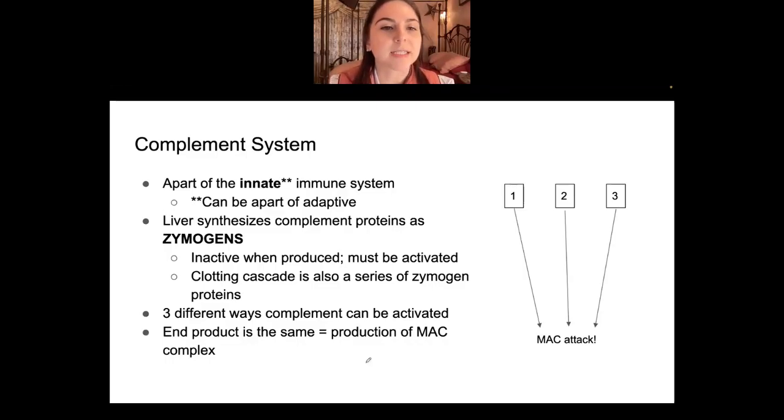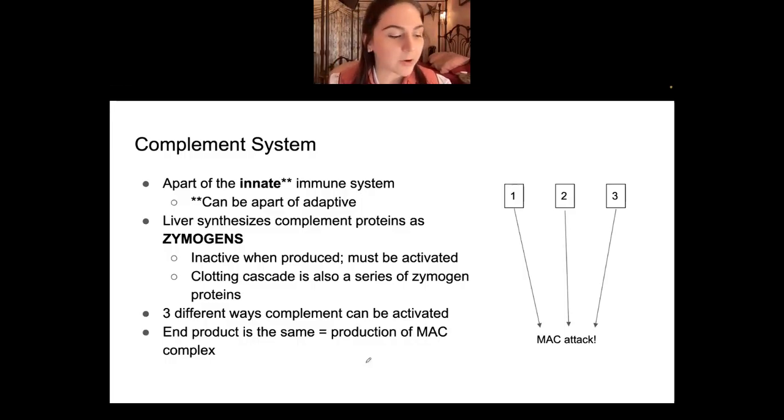Basically, the complement system is complement proteins, which are synthesized by the liver as zymogens. Zymogen is one of those words that you want to recognize. It's going to come up again in hemonc next year. A zymogen is any protein that is inactive when it's produced. So when the liver is producing these proteins, they're inactive when produced, and they must be activated. A lot of the time, zymogens get cleaved to expose an active part, and that's what makes them active.